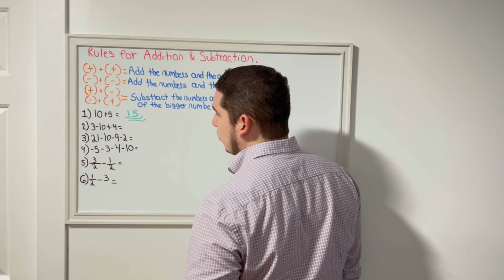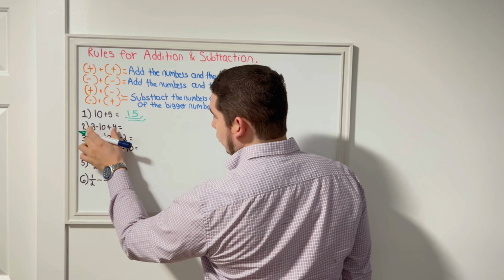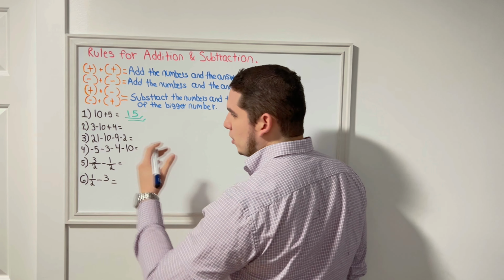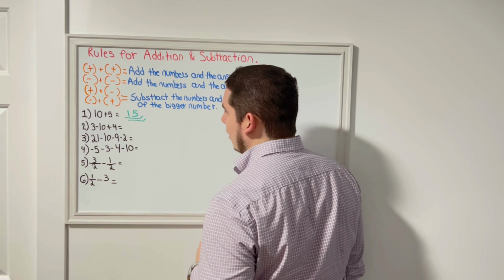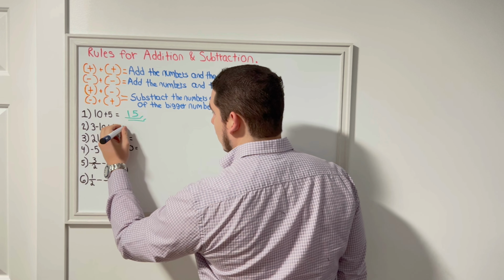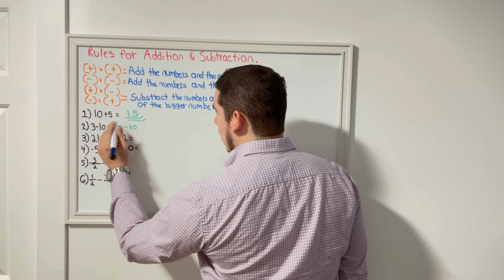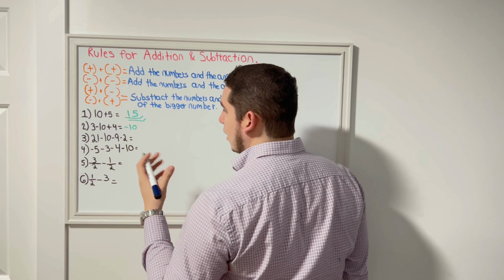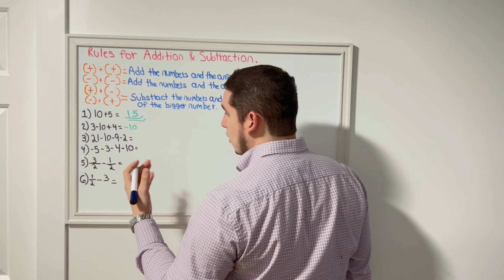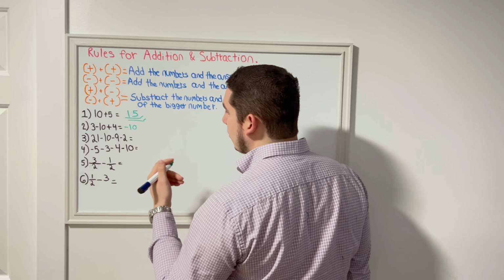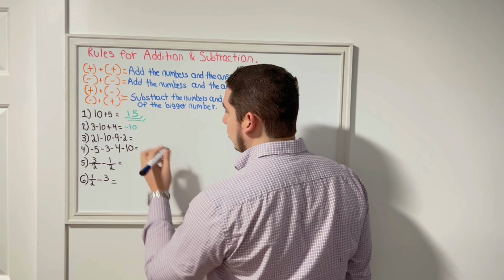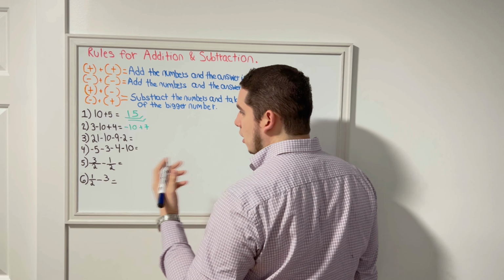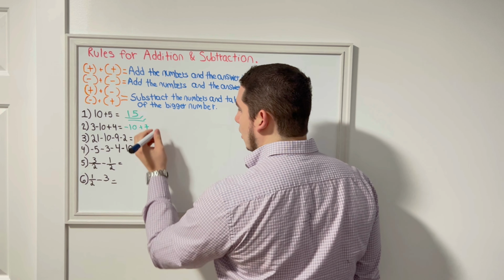Now, in problem number 2, we have two positive numbers and a negative number. Let's do this step by step, even though you can just do it directly. Okay, so we have a -10, and here we have two positive numbers, and we said before that when you have two positive numbers and they're adding, we will just add them and leave them positive. So this is a +7 because 4 plus 3 equals 7.